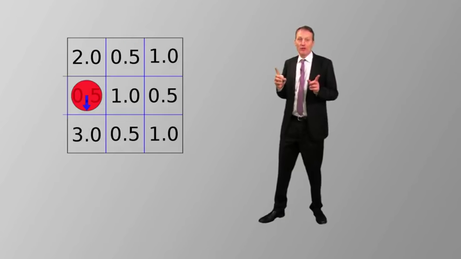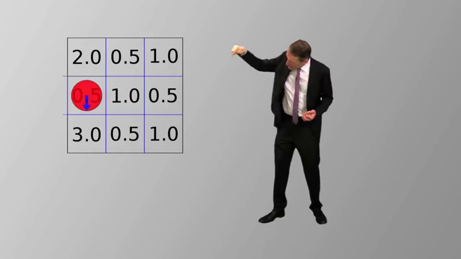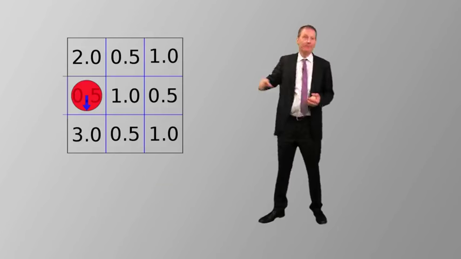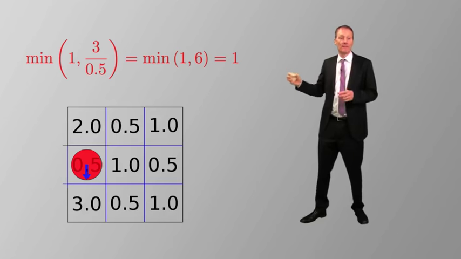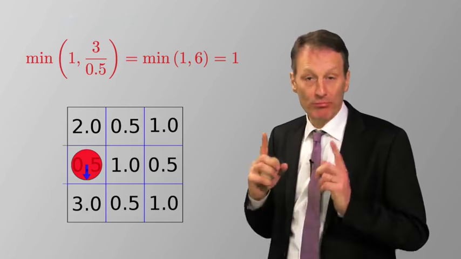Likewise, suppose we are in the center left configuration and we want to move down, a move that will be proposed with probability 1/4 again. We should accept this move with the probability minimum of 1, 3 divided by 0.5, which is equal to minimum of 1 and 6, which is equal to 1. That is, we should accept this move with probability 1.